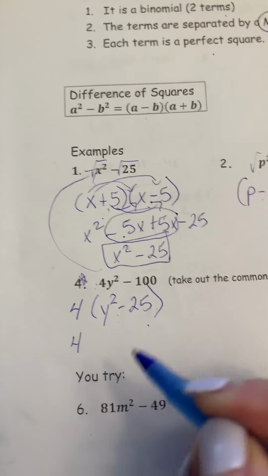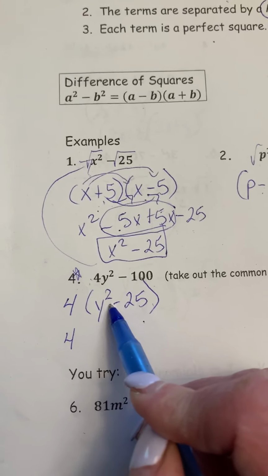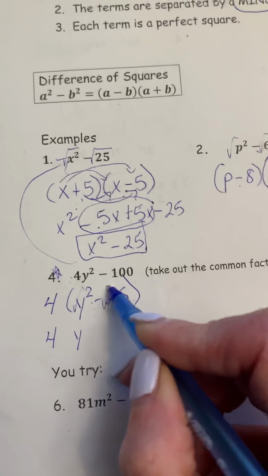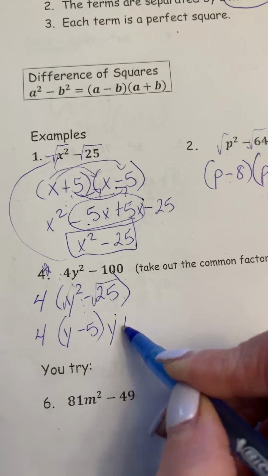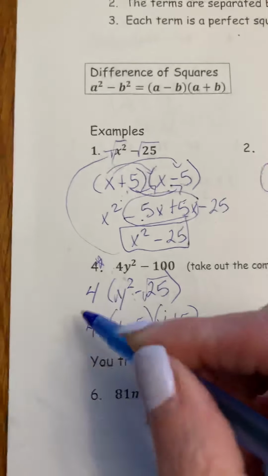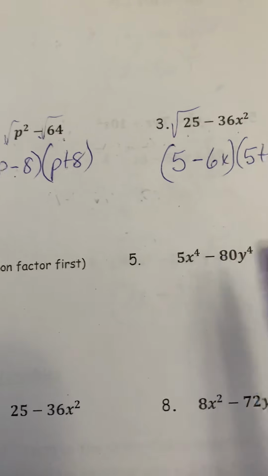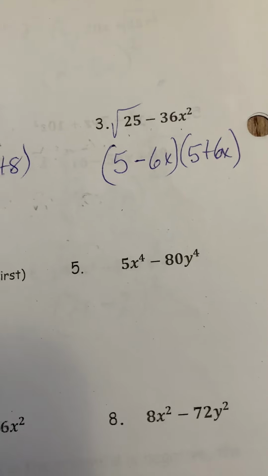So we're going to have that greatest common factor out front, and now we are going to factor this as difference of squares. So the square root of y squared is y, square root of 25 is 5. We're going to make one of those factors positive and one of them negative, and now that is a complete answer.